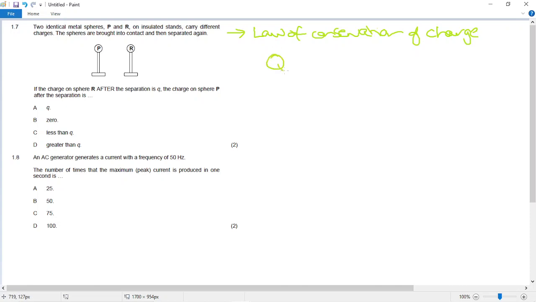And it comes down to this formula, Q new equals Q1 plus Q2 over 2, which we could be putting here as QP plus QR over 2. The charge is basically averaging out. It says to you, if the charge on sphere R after separation is Q, the charge on sphere P is going to be exactly the same. It is also going to be Q.